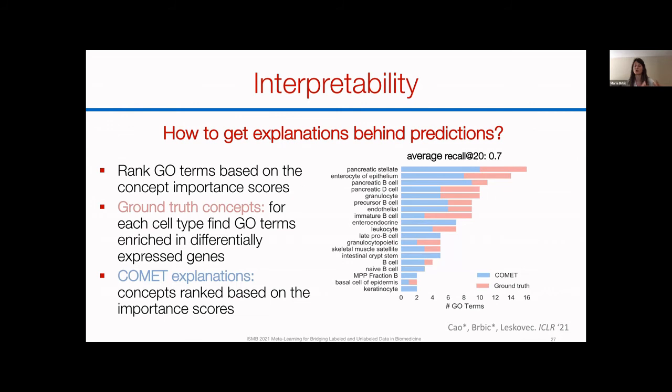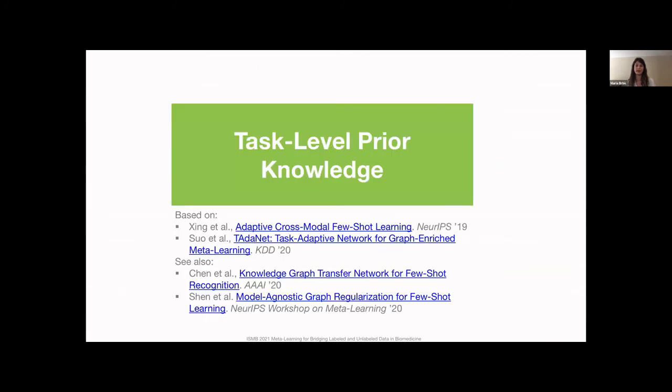Once we obtain the set of gene ontology terms, we can compare these rankings with COMET's predictions. And the results show that COMET reconstructs the ground truth terms well. These ground truth terms are shown here in pink, while the COMET predictions are shown in blue. COMET is able to achieve 0.7 recall at the top 20 highest terms. So next we will explain how we can incorporate prior knowledge on the task level into existing methods.